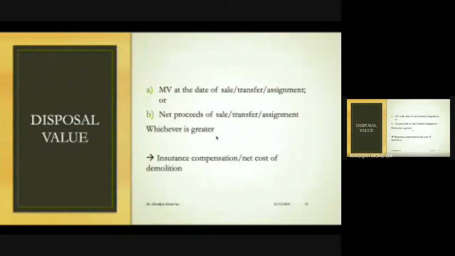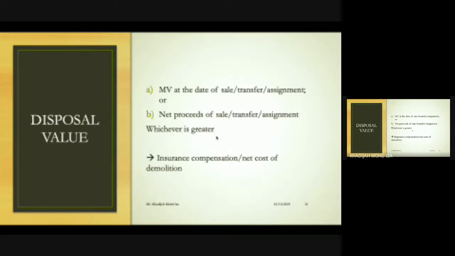Later we'll see that if you have a disposal, you still have to compute BA and BC, balancing allowance and balancing charge. So you have to decide what your disposal value is. Normally it is the market value at the date of sale, or net proceeds of sale or transfer, whichever is greater. Disposal value must be the greater one. Most likely it gives you a balancing charge.